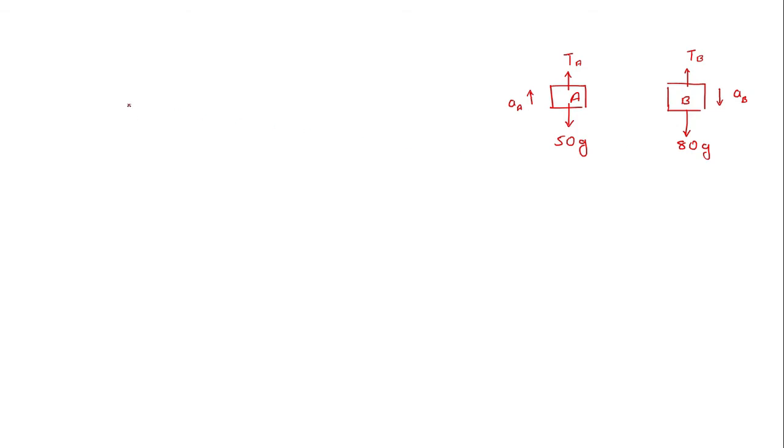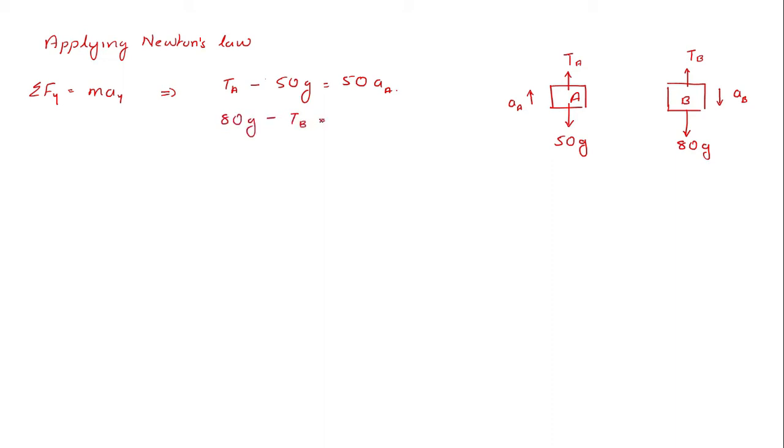Okay, so applying Newton's law, sigma Fy equals m into Ay. That will give me, for body A, TA minus 50g is equal to 50 into the acceleration of A. For body B, since it is moving in the downward direction, 80g minus TB is equal to 80 into AB. So these are the two equations we had obtained right now.